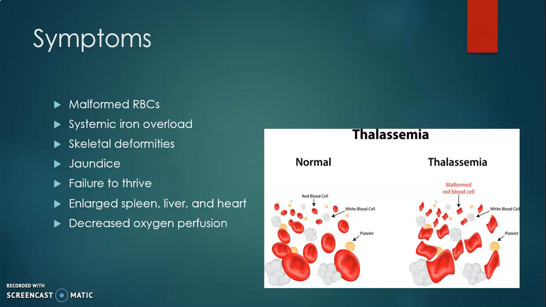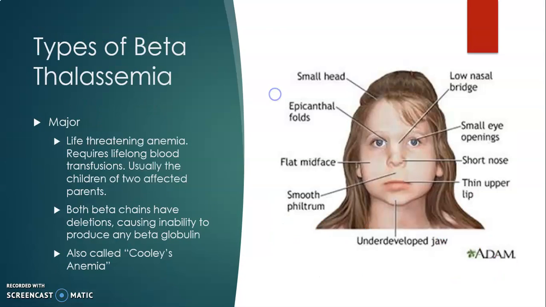And then skeletal deformities, because your bone marrow is creating red blood cells, but not correctly shaped red blood cells, so that will mess up the shapes of your bones. And then just overall unwellness and decreased oxygen perfusion. You won't be able to move oxygen through your body correctly because you don't have functional hemoglobin. When the shape is off, the function's obviously going to be off as well.